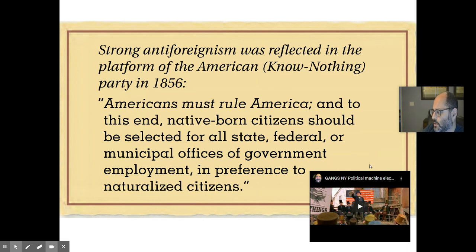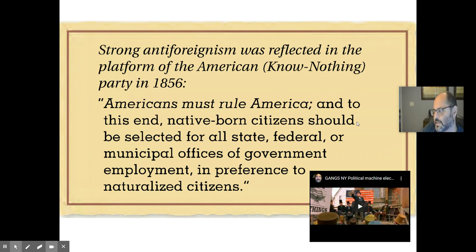I did mention earlier that there was a growing anti-foreignism in the United States, and it came from the Know Nothing Party. And in 1856, this was their creed. Americans must rule America. And to this end, native-born citizens should be selected for all state, federal, or municipal offices of government, employment, and preference to naturalized citizens. So a naturalized citizen would be an immigrant, a person who wasn't here naturally, but had to become naturalized and become a citizen of the United States, though they came from another country.